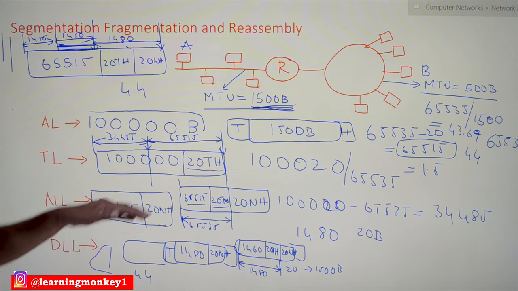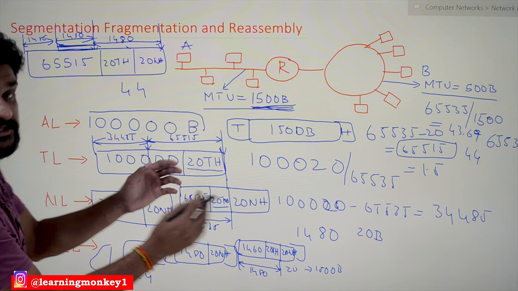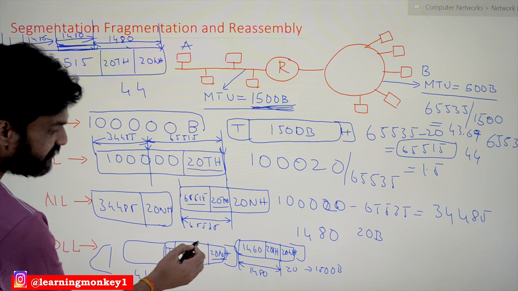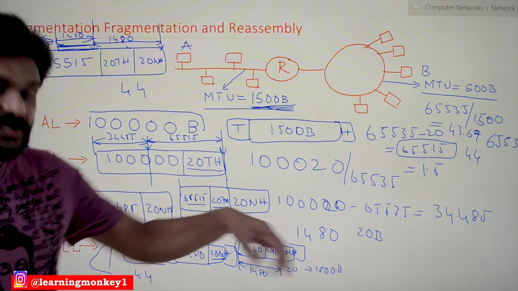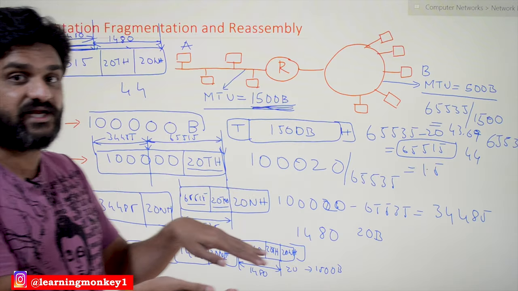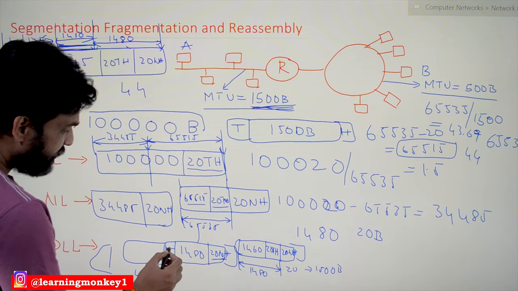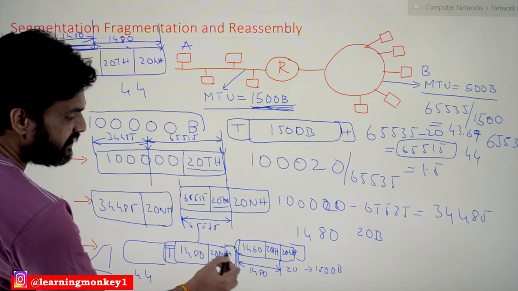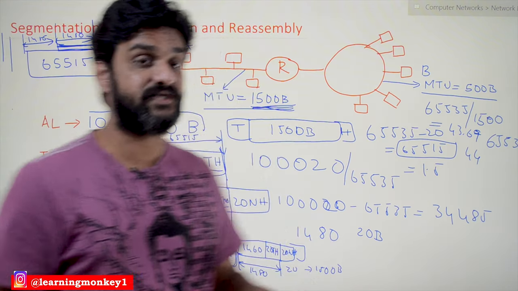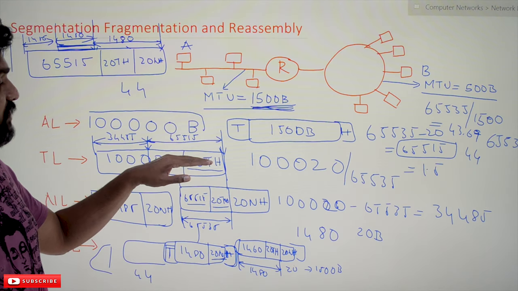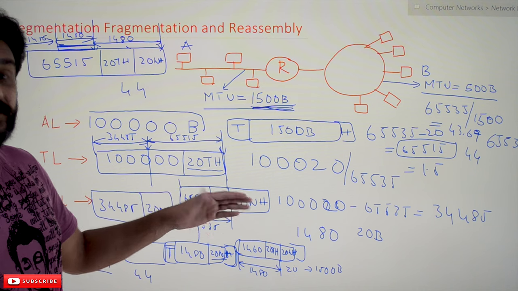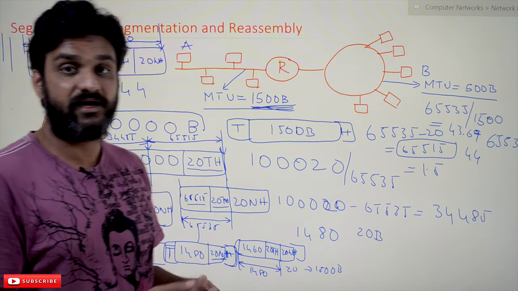Once it has been sent to the data link layer, then the header and tail will get added. So this network header is added by the network layer. This division and adding the network layer header is the job of the network layer. Once those packets are received at the data link layer, the header and tail of the data link layer will get added. So this is what we call segmentation at the transport layer. Segmentation is done at the transport layer, and fragmentation is done at the network layer.